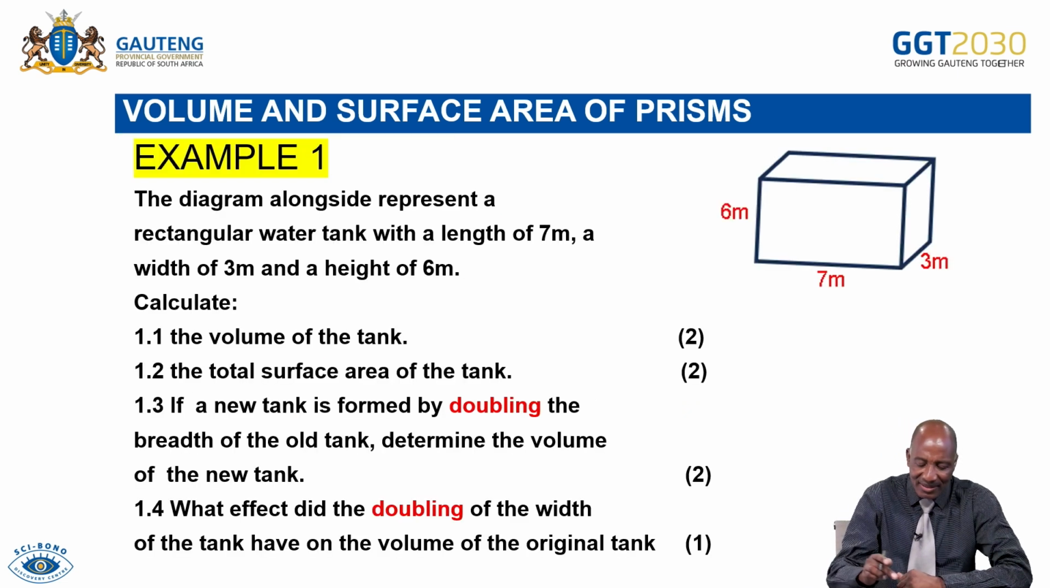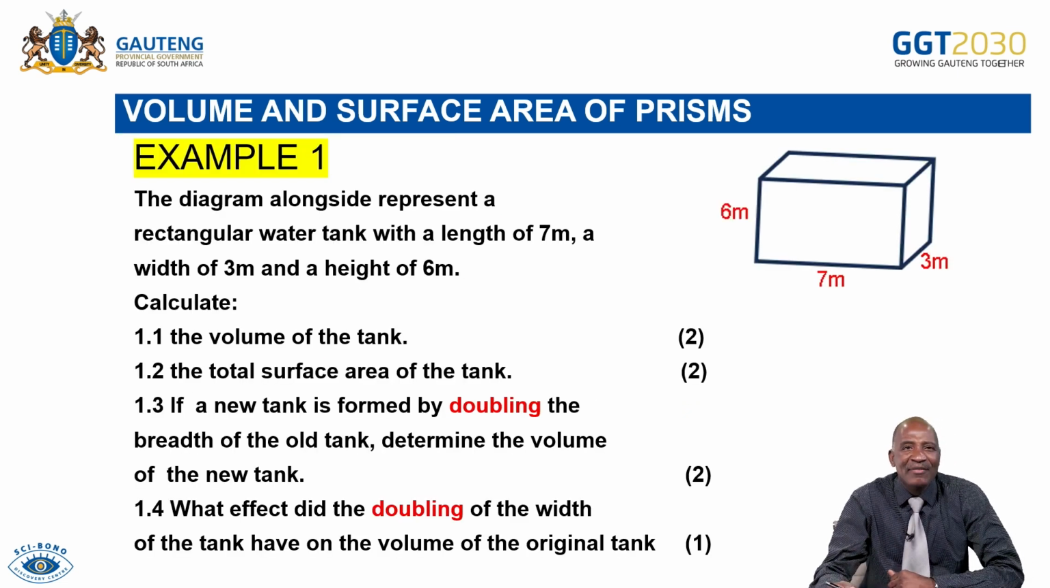Okay, right. Here is our first example. The diagram alongside represents a rectangular water tank with a length of 7 meters, a breadth or width of 3 meters, and a height of 6 meters. You can see it's a rectangular design. That's exactly what we mean by a cuboid or a rectangular prism. It's made up of rectangles.